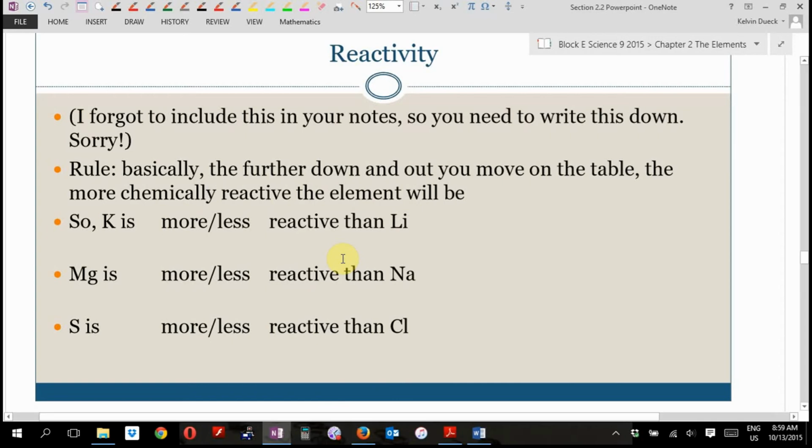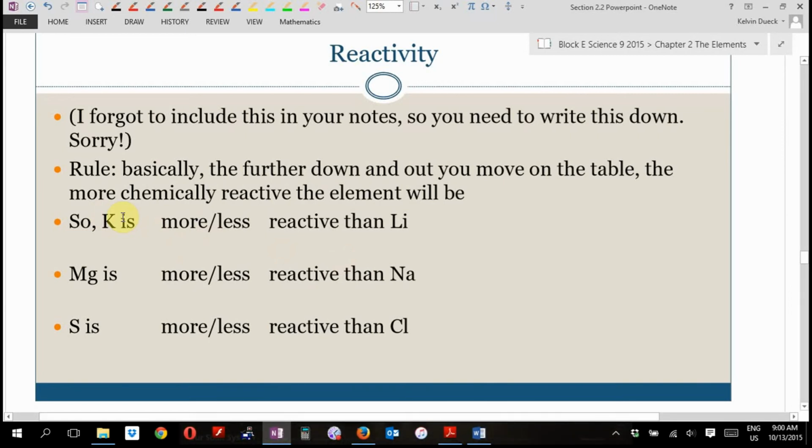Here's what it says. The further down you move and the further out you move, the more chemically reactive an element will be. Rule: the further down and out you move on the table, the more chemically reactive the element will be. So we're going to do some questions. Don't write these next 3 down just yet. We'll answer them first, and then you can write them down.